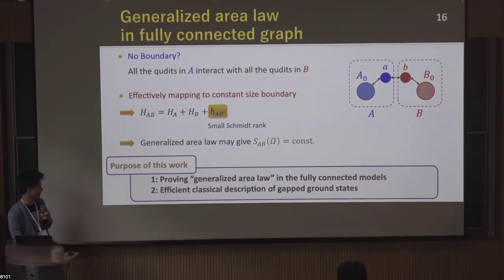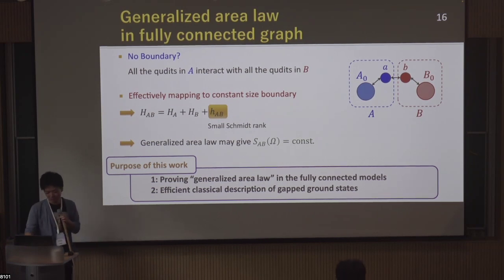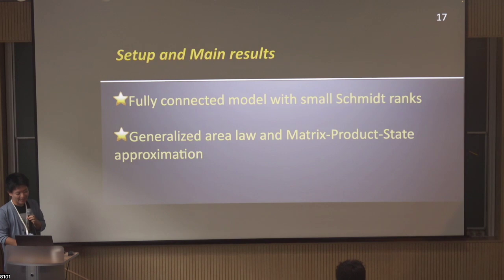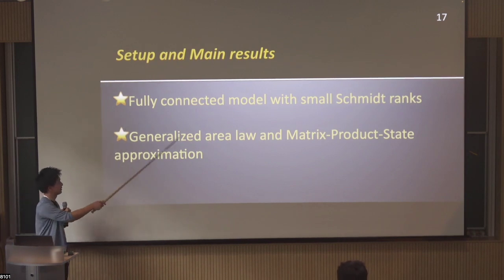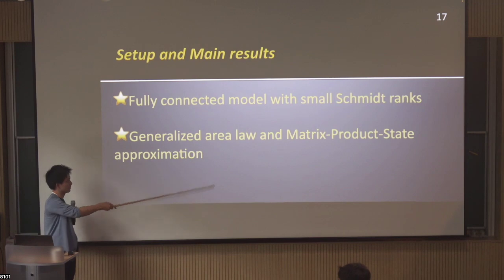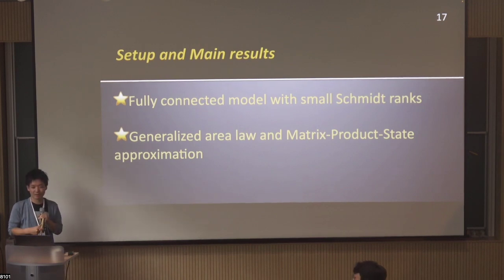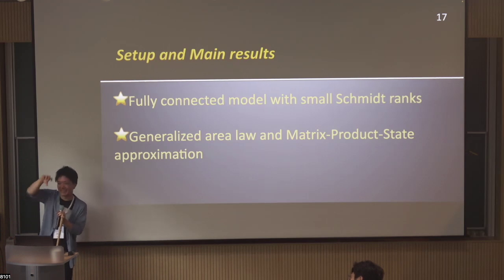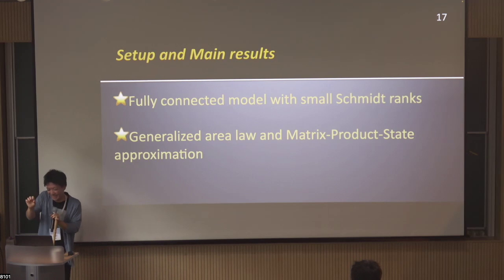And the second problem is efficient classical description of the gapped ground state. Okay, so I will show the main setup and the main result. As I have explained, the main target is the free connective models with small Schmidt ranks. So you're talking about Schmidt ranks of the interaction? Yeah, that's correct. Very roughly speaking, by considering the operator Schmidt decomposition, if the operator Schmidt decomposition has small Schmidt rank, then we can say that the operator Schmidt rank is small.